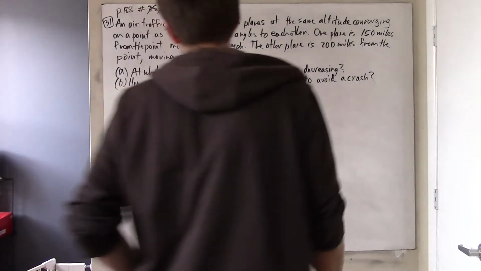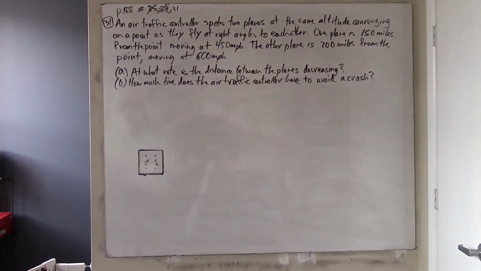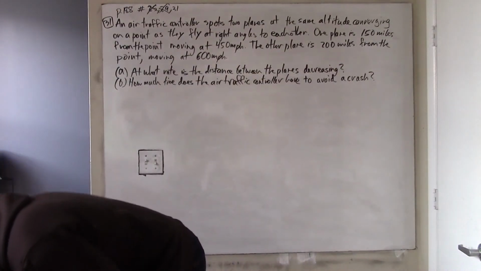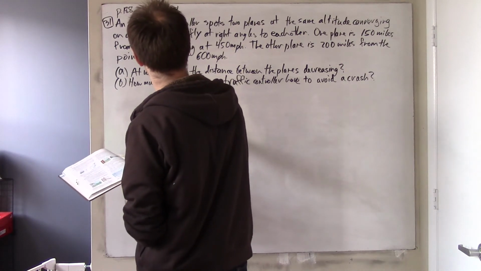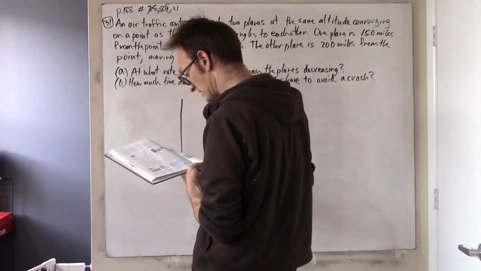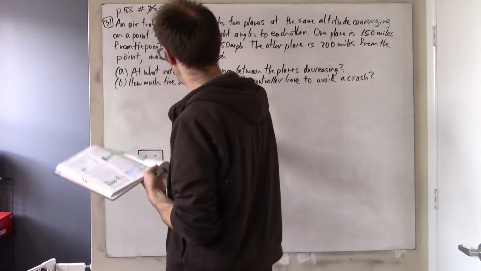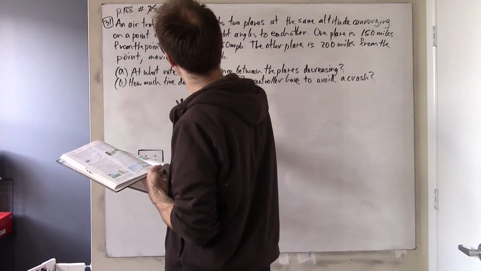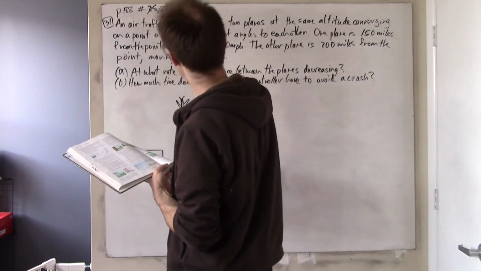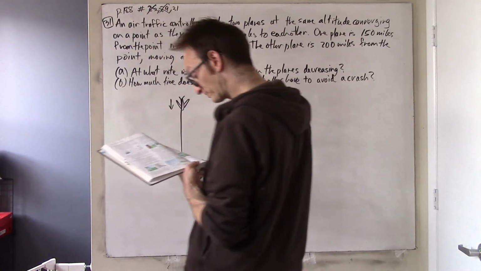Okay, last problem, number 31. An air traffic controller spots two planes at the same altitude converging on a point as they fly at right angles to each other. See figure. Okay, it turns out that we did almost this exact same problem already, so this is maybe a little bit of a letdown, but here was the general idea: there's one plane here. How do I draw planes? Like that or whatever. And it's going in this direction.